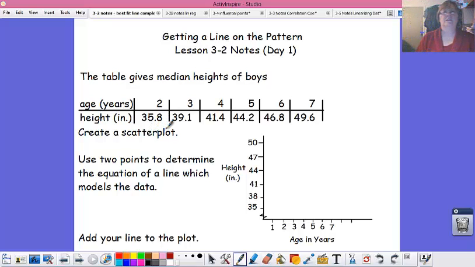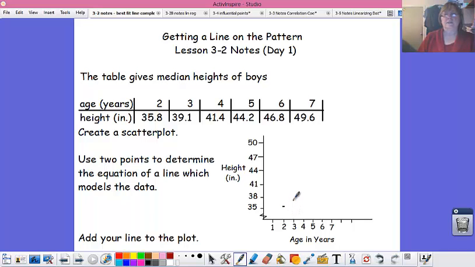Hi, today we're going to start a 2-day lesson about getting the quote-unquote best fit line for a data set. Today we're going to use the table that you see here that gives the median heights for boys aged from 2 to 7. Our first job is to make a scatter plot. When we do this by hand, that's going to be a little bit of a guesstimation, but that's okay. According to the table, 2 years old, 35.8, so maybe in there somewhere.